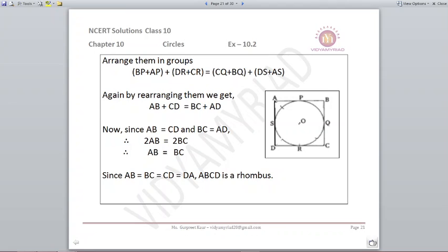So we can substitute in the previous equation. So twice of AB will be equal to twice of BC. So that means AB is equal to BC. Similarly, all the other sides will be equal. Since the adjacent sides are equal, we can say that ABCD is a rhombus.